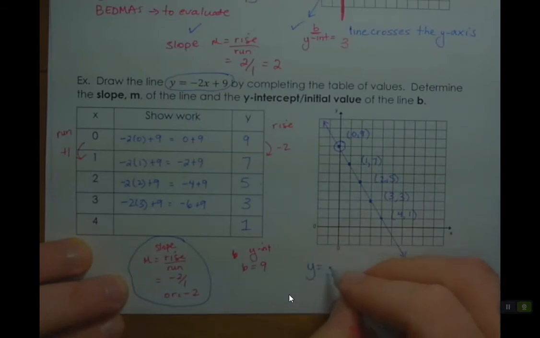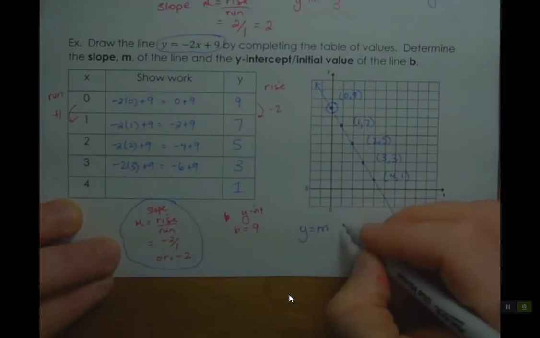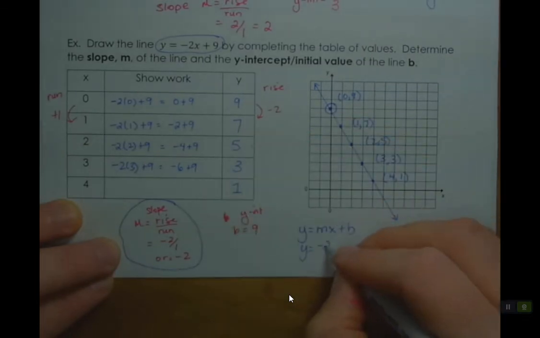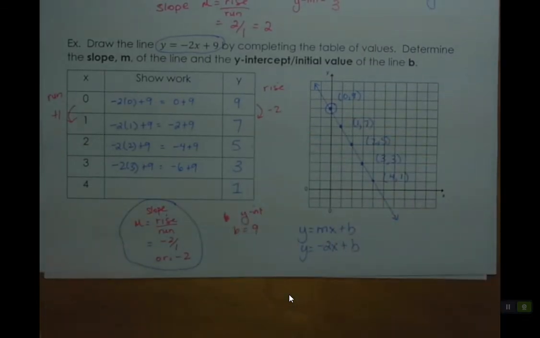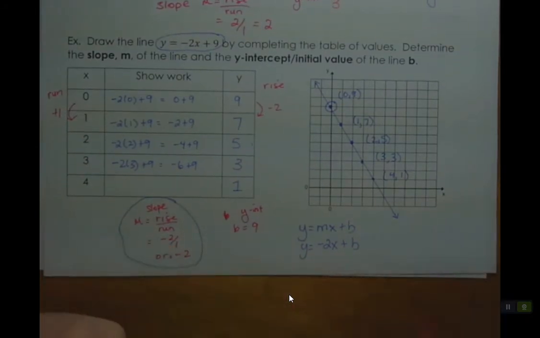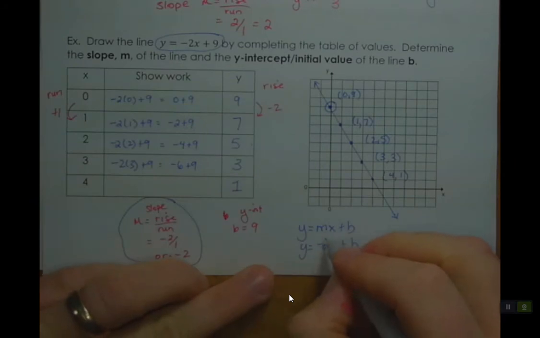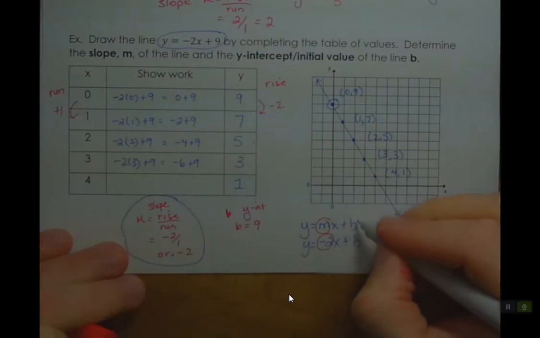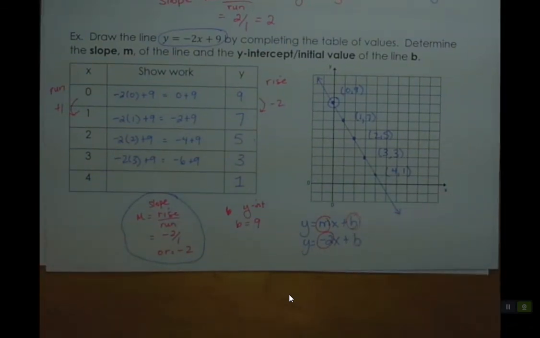So when you're looking at any equation, mx plus b, you can take a look at that equation and say to yourself, there's my value of m, and there's my value of b. So I guess that should have been 9.